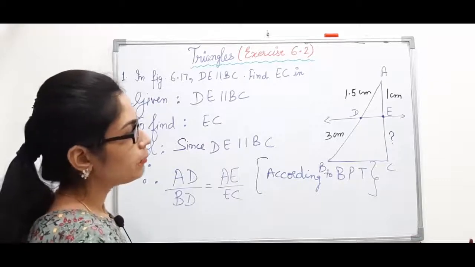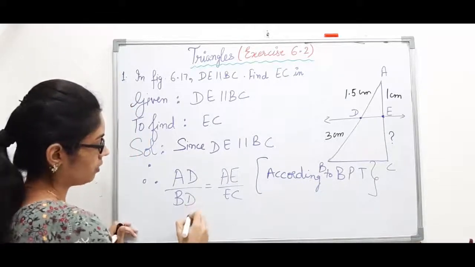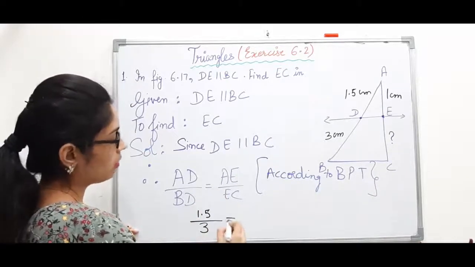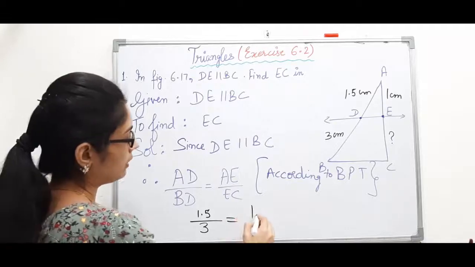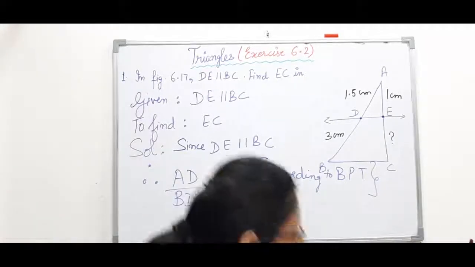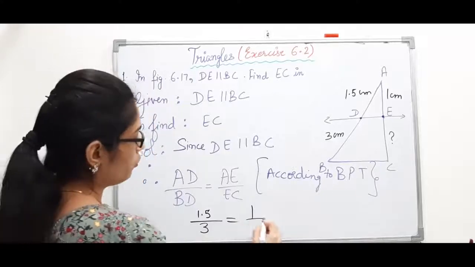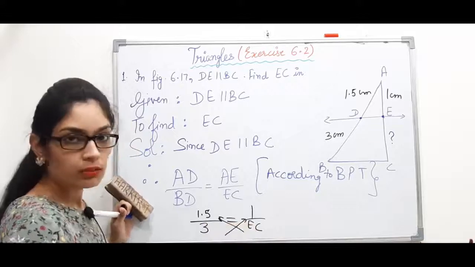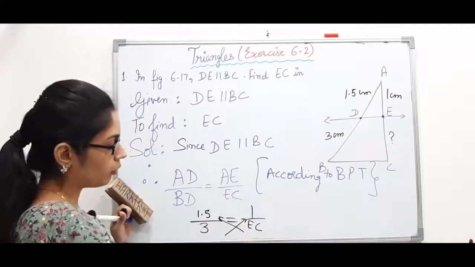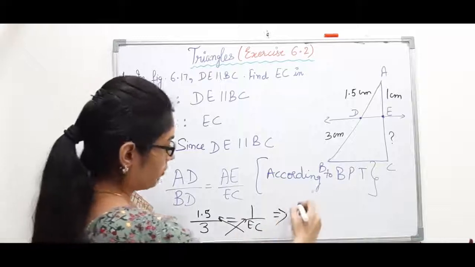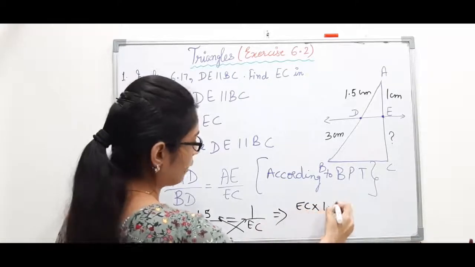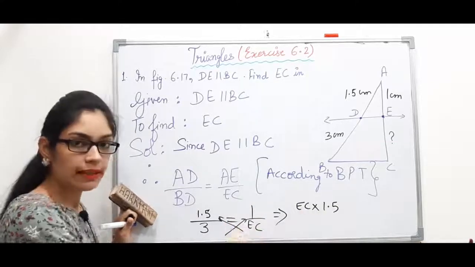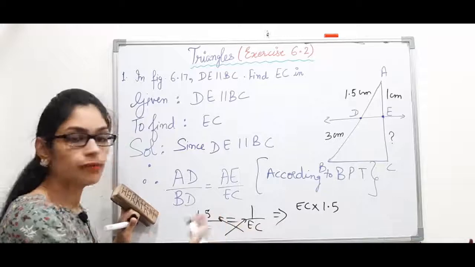Now we just have to fill in the values of AD, BD and AE, and EC we have to find. So AD is 1.5 centimeter. BD is 3 centimeter. AE is 1 centimeter. And EC we have to find. So we'll just do cross multiplication because we have to find EC. If we do it, we will get EC into 1.5. See, we are just shifting. If you see it this way also, EC is getting divided on this side, and if you change its side, it will get multiplied.